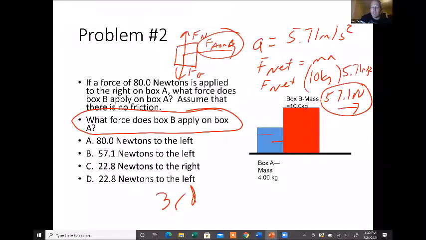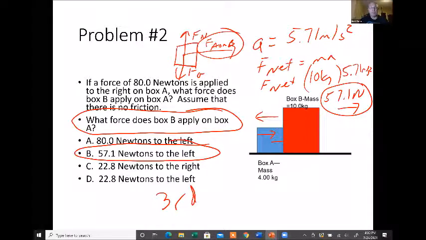If A pushes on B that way with a force of 57.1, then B also pushes back on A with an equal but opposite force, which means your correct answer here, most of you had it right, is 57.1 newtons to the left. So that problem looks really simple, but you really had to apply Newton's second law and then Newton's third law to be able to get the problem. So you had to know quite a bit of physics to work that way.